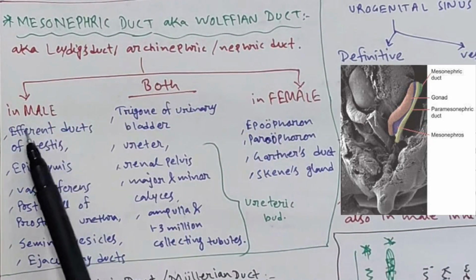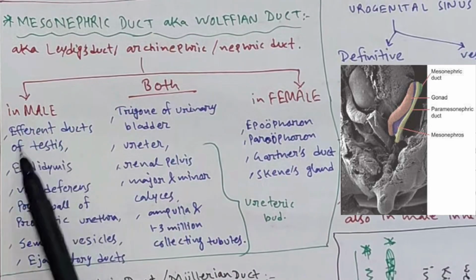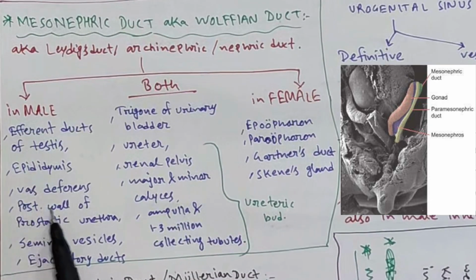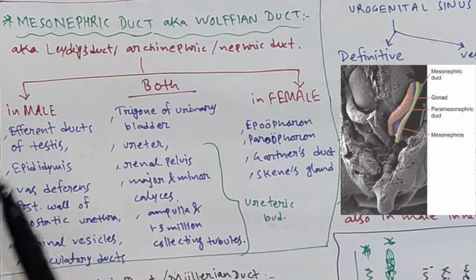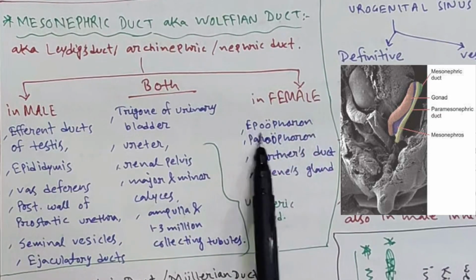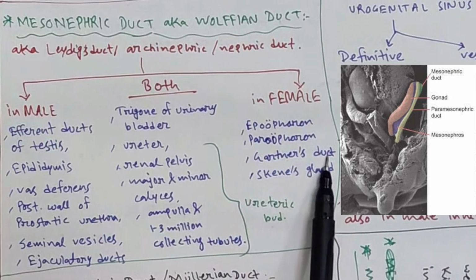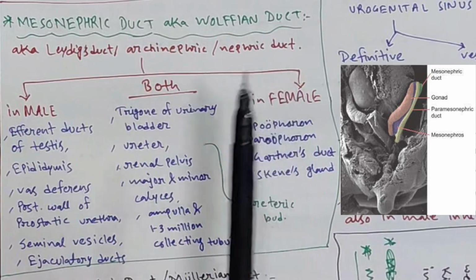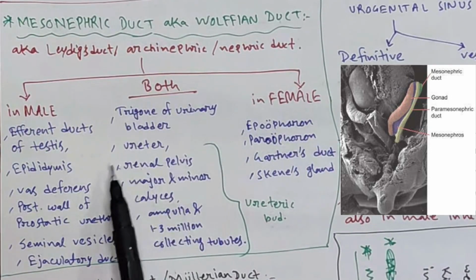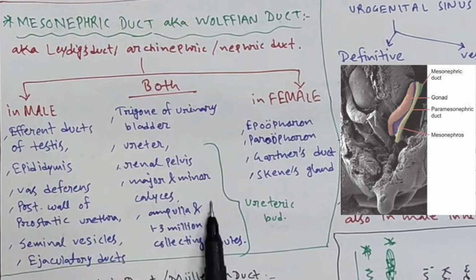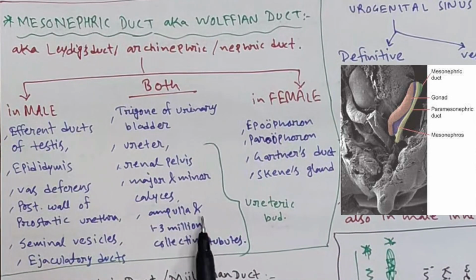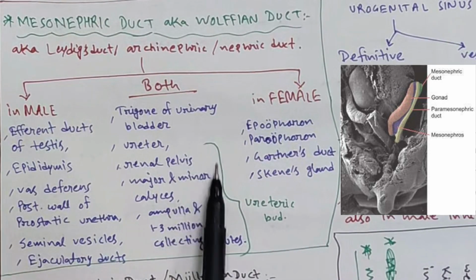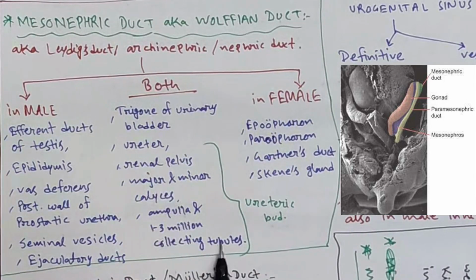Especially in male, it forms the efferent ducts of the testes, epididymis, vas deferens, posterior wall of the posterior urethra, seminal vesicles, and ejaculatory ducts. Especially in female, it forms the epoophoron, paroophoron, Gartner's duct, and Skene's gland. But in both genders, it forms the trigone of the urinary bladder, ureter, renal pelvis, major and minor calyces, ampulla, and almost 1 to 3 million collecting tubules. All these things from the ureter to the collecting tubules are formed from the ureteric bud.